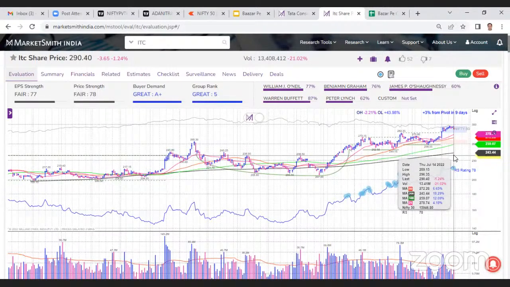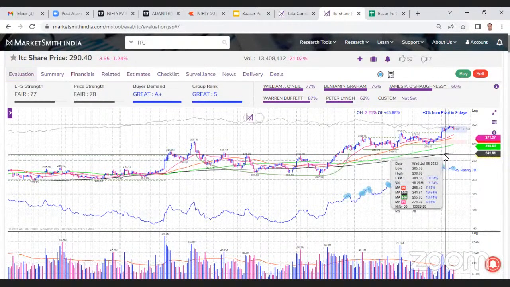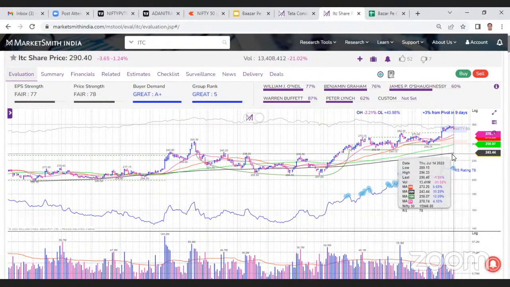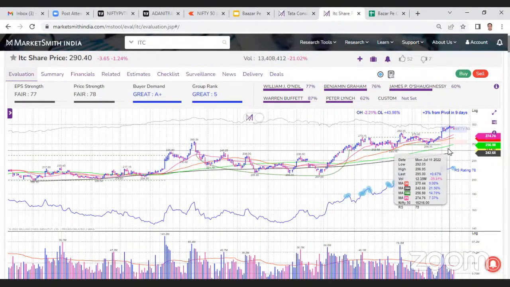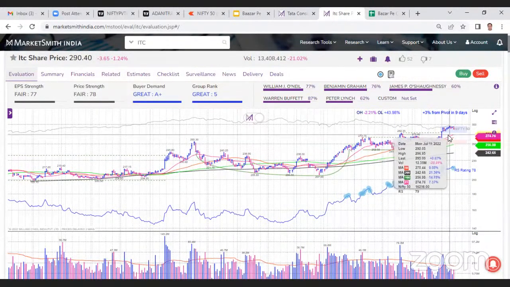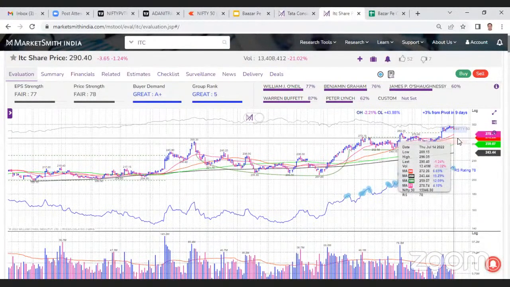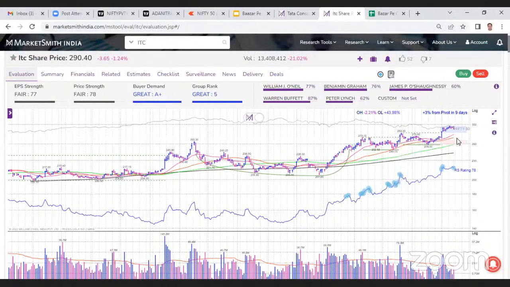But the stock is in a flat consolidation base pattern. Again, it is trying to form. The recent high that it has formed in these 2 weeks is, I think, 296 or 297. So if that 297 is surpassed, then obviously a fresh bull call can be taken in ITC.